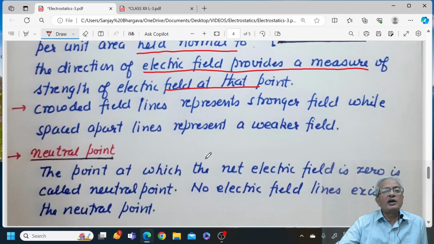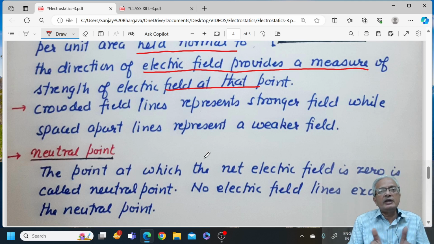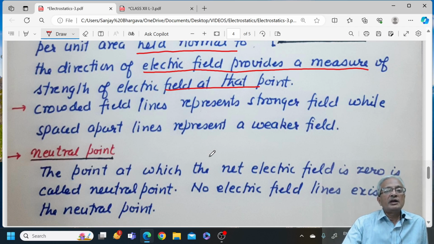Now sometimes we find very closely knit field lines. So what we say is crowded field lines represent a stronger field, while the spaced apart lines represent a weaker field. So if the field lines are close to each other, it's a representation of a strong field, and if they are sparsely populated, then it represents a weaker field.